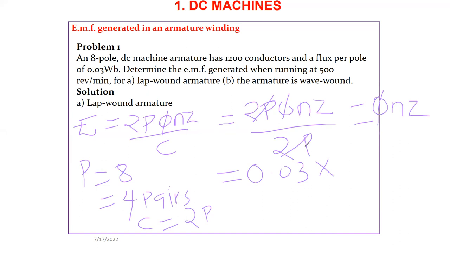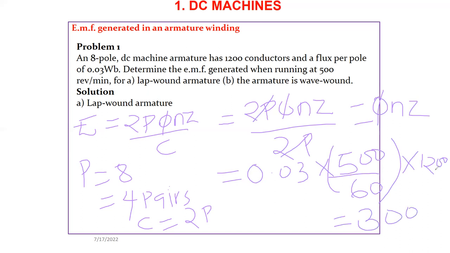We multiply by the speed. The speed is 500 revolutions per minute, and we need to express the speed in revolutions per second. So 500 divided by 60 to change revolutions per minute to revolutions per second. You multiply by the number of armature conductors, which is 1200. When you calculate this on your calculator, it gives you 300 volts. This is equal to the EMF generated in the lap wound armature.